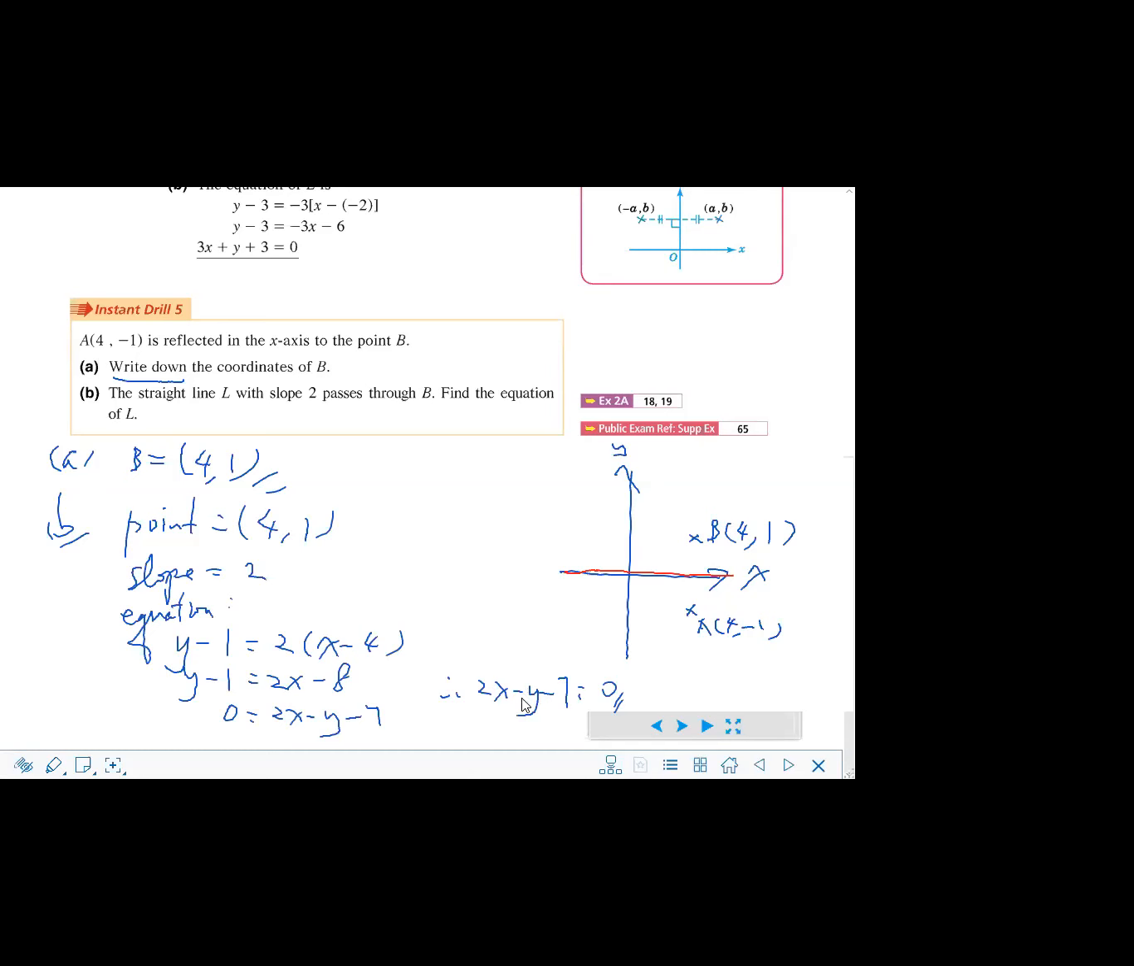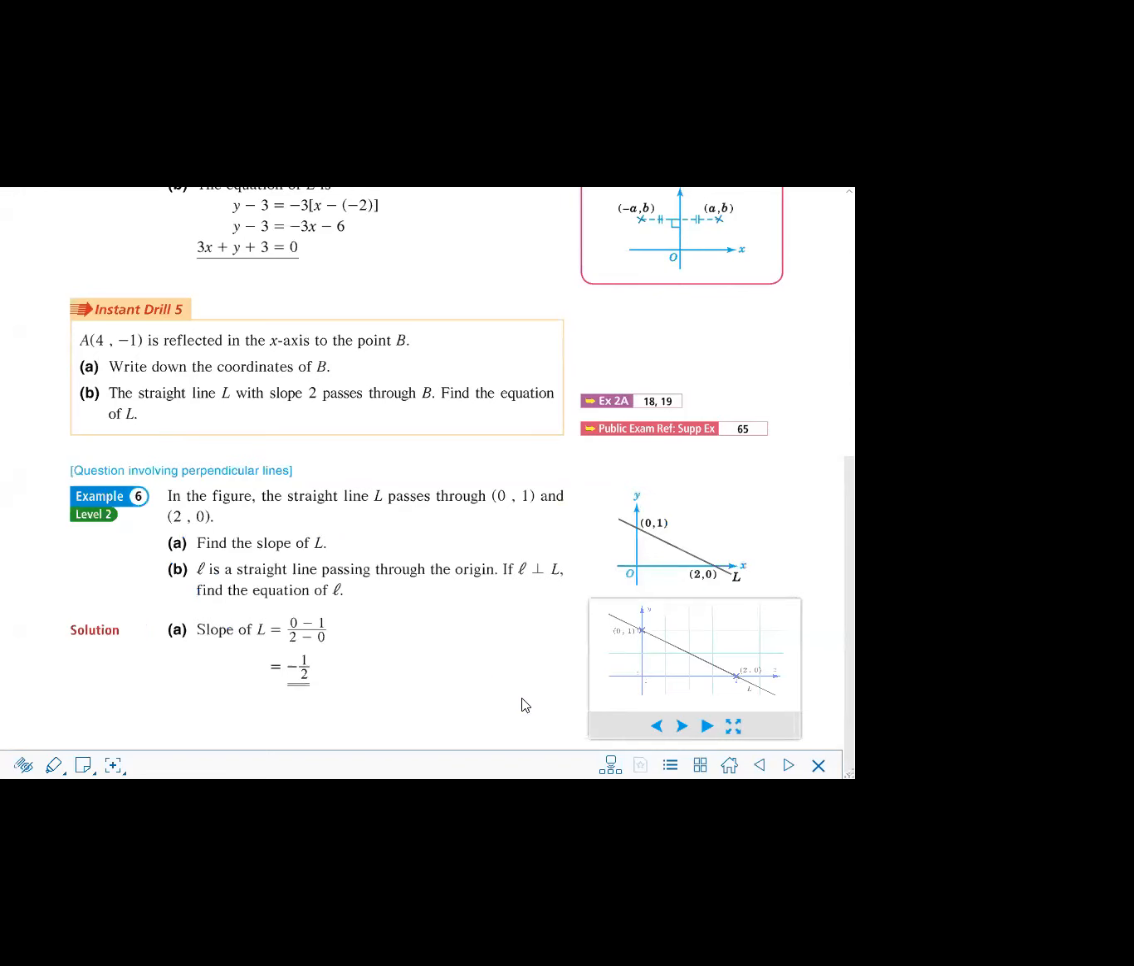Let me see the board first. Yes, that should be Exercise 2A. Question number 19. I would like you to try to do question number 19 to number 24, Exercise 2A. So classwork.